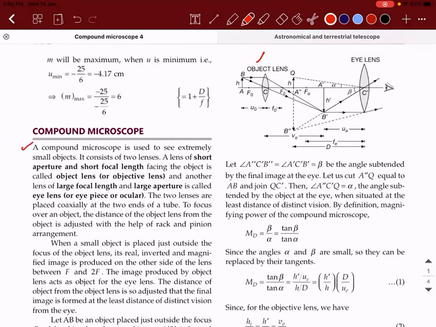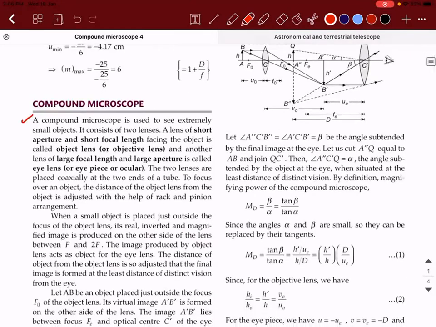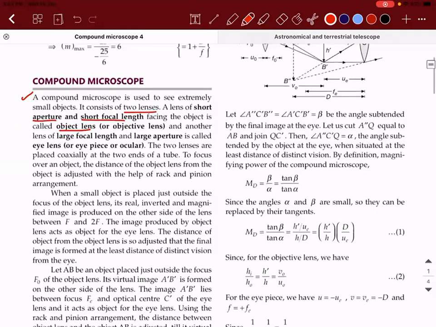First, a compound microscope is used to see extremely small objects, meaning microorganisms and the like. That is the main reason why it is used in biology labs, right? It consists of two lenses. A lens of short aperture and short focal length facing the object is called the object lens or objective lens. As this is the one closer to the object, we call it the object lens or objective lens. Similarly, you have another lens of large focal length and large aperture, which is called the eye lens or eyepiece, also called the ocular.